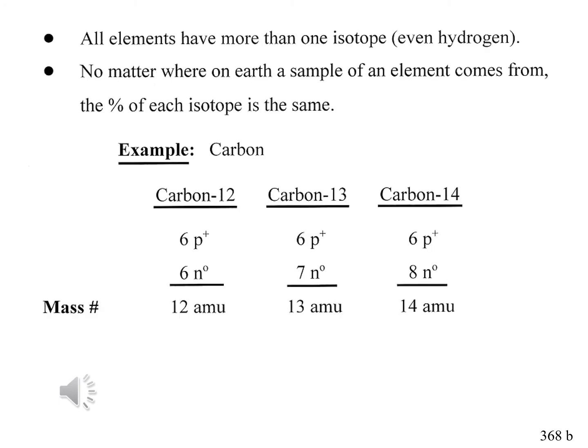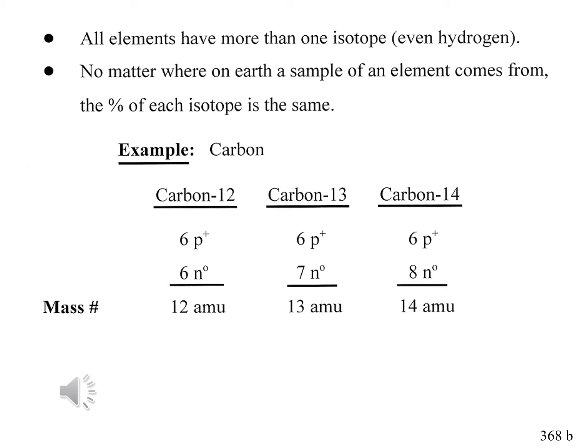No matter where you get a sample of an element on Earth, it always has exactly the same percentage of each isotope, determined on a mass spectrometer. It seems like when the Earth was formed, the percentage of the isotopes got fixed.